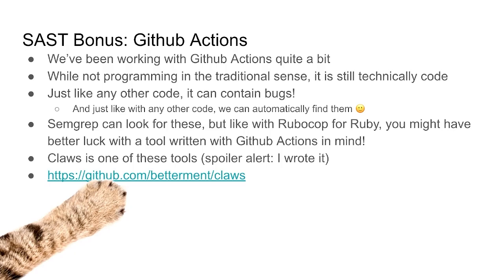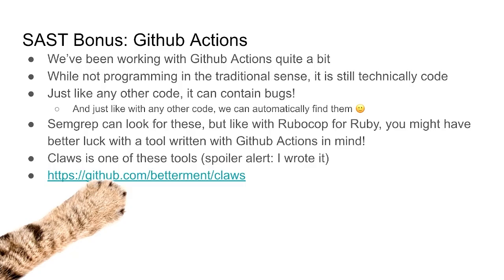Cool. So here's a little bonus. We've been writing YAML the whole time, and YAML is not strictly code in the sense that we're used to it. There's not branching, there's not variables in the same way you might find in a Ruby or Python script, but it's still technically code, and just like code, it can have vulnerabilities. And so SemGrep can catch some vulnerabilities in GitHub Actions, but like with Rubocop for Ruby, you're often better off using a tool that's tailored to your language.